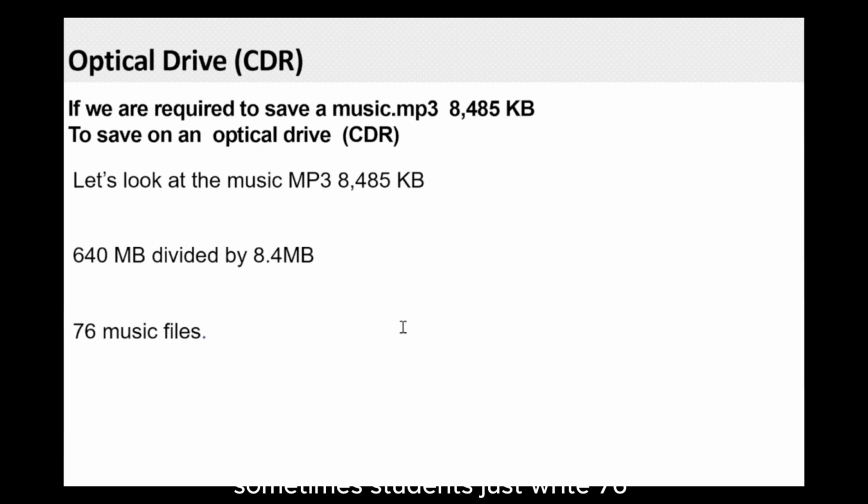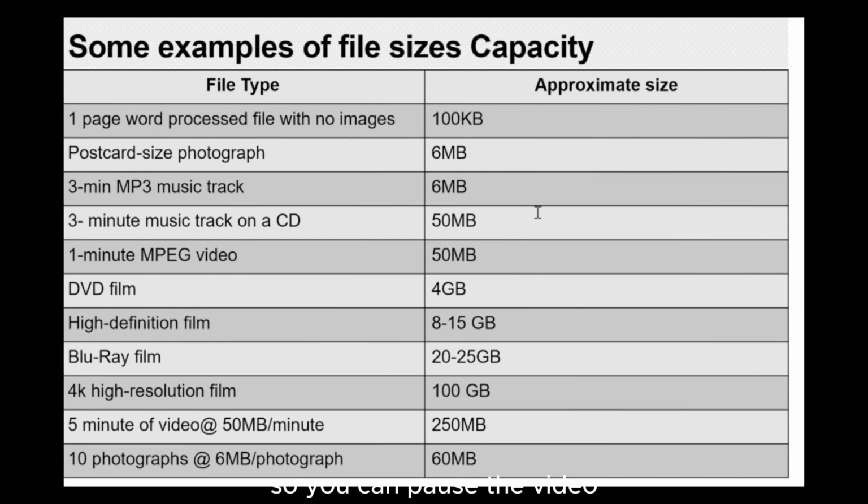Sometimes students just write 76. No, what is being asked is music files. So you have to write 76 music files. So you can pause the video. I won't go over this, and you can have a look and maybe try it yourself if you can calculate it yourself. I've shown you the methods how to do them, and you can try different storage devices: solid state, optical, and hard disk drive.